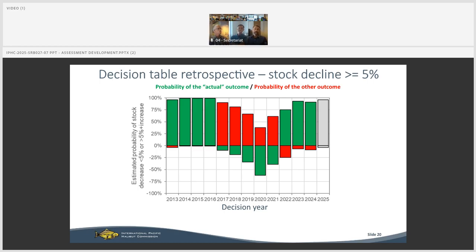Right. But by 2020, you had a pretty good probability. You were saying it's probably going to. Exactly. And even in 2019, we had a 1 out of 3 chance it's going to go down. So a 1 out of 3 chance of declining by at least 5% should generate a response.